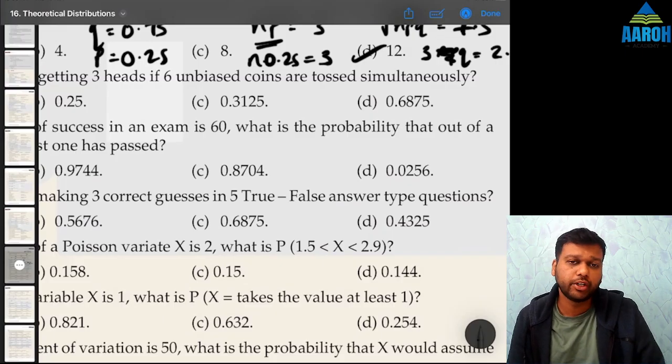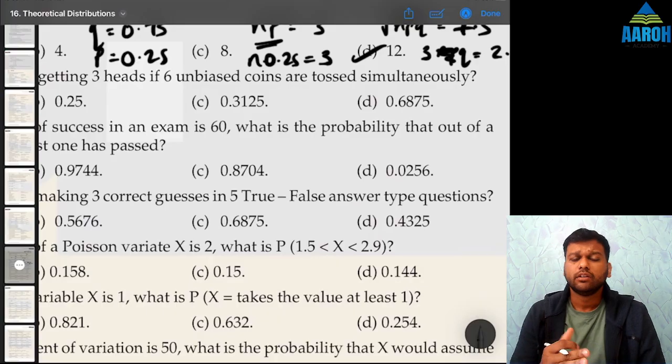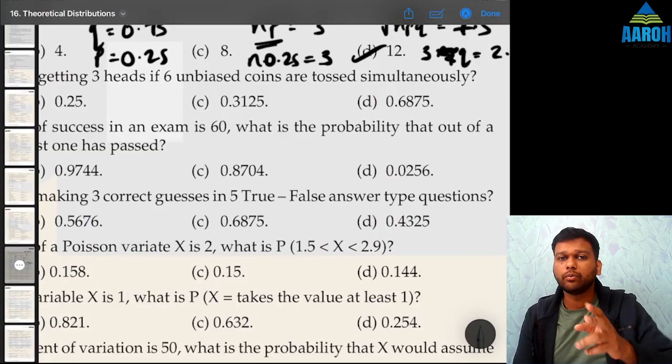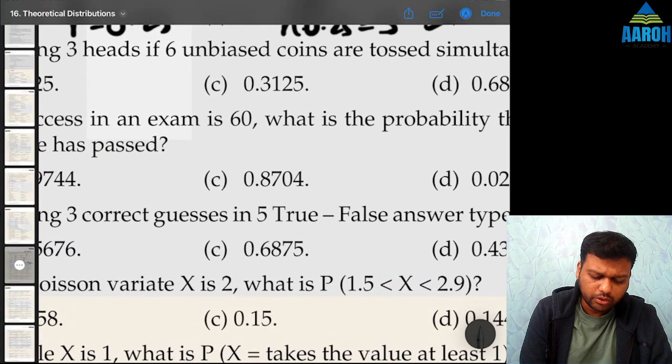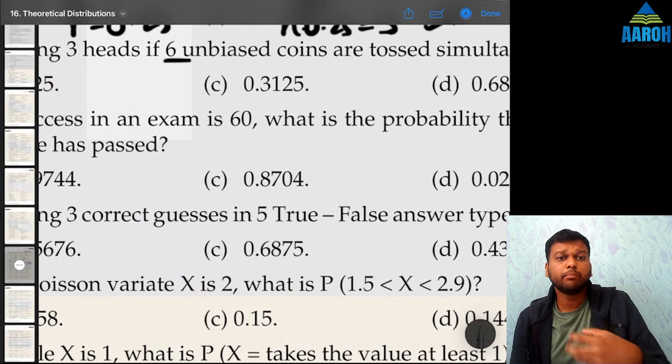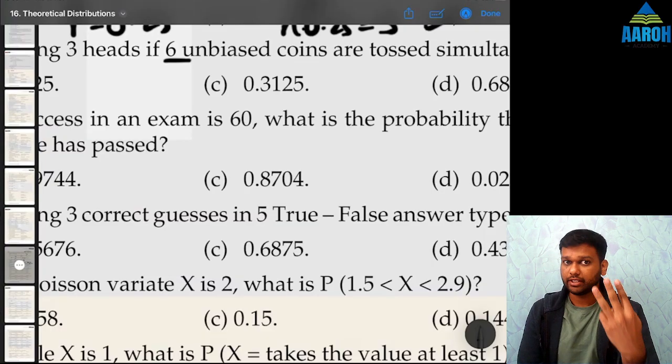You just have to put it in the formula and get the answer. Now, why will this be a binomial distribution? Because heads and tails are the only two outcomes, success and failure. So here, the total number of trials is 6. What is the number of successes that we want? 3 heads. We want 3 heads, right?